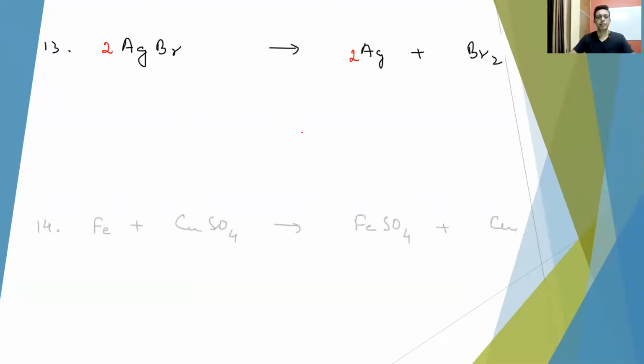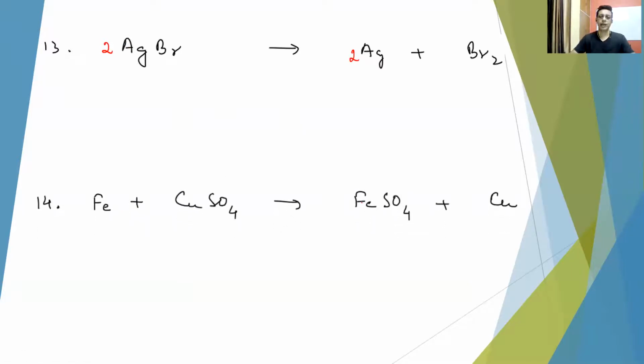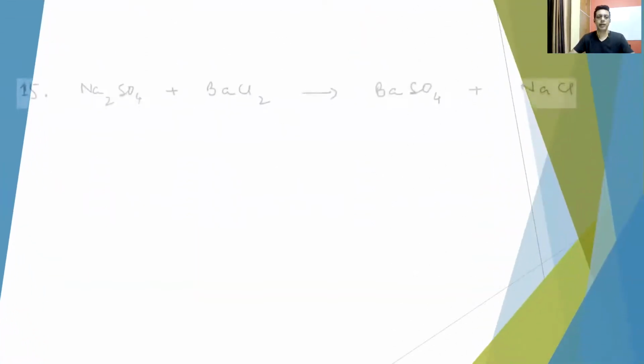Simple reaction, balanced. Iron plus copper sulfate, iron sulfate plus copper. This is a displacement reaction. 1 iron, 1 copper, 1 copper, 1 sulfate is a balanced equation. So I'm taking all the equations from a textbook, chapter 1 from a textbook, and I don't know which one is balanced or not. We'll check now and we'll find out whether the reaction is balanced or not. If not, we'll balance it. If balanced, then it's fine.